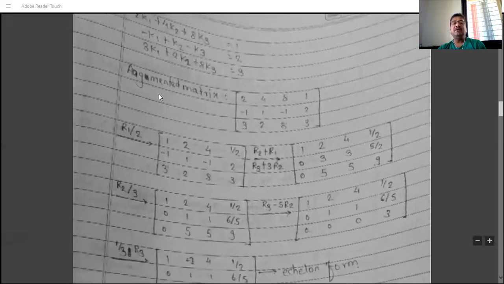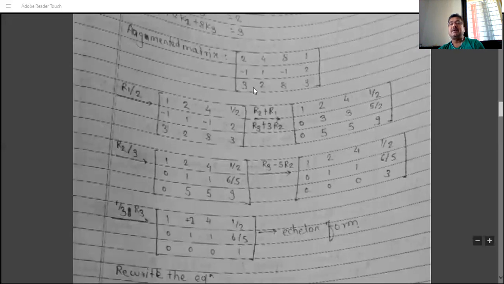What do we have? Therefore, we have 2k1 plus 4k2 plus 8k3 is equal to 1. Then minus k1 plus k2 minus k3 is equal to 2. And 3k1 plus 2k2 plus 8k3 is equal to 3. So we have to solve these three equations, that is this system, and we have to find the values of k1, k2, k3. So form the augmented matrix.